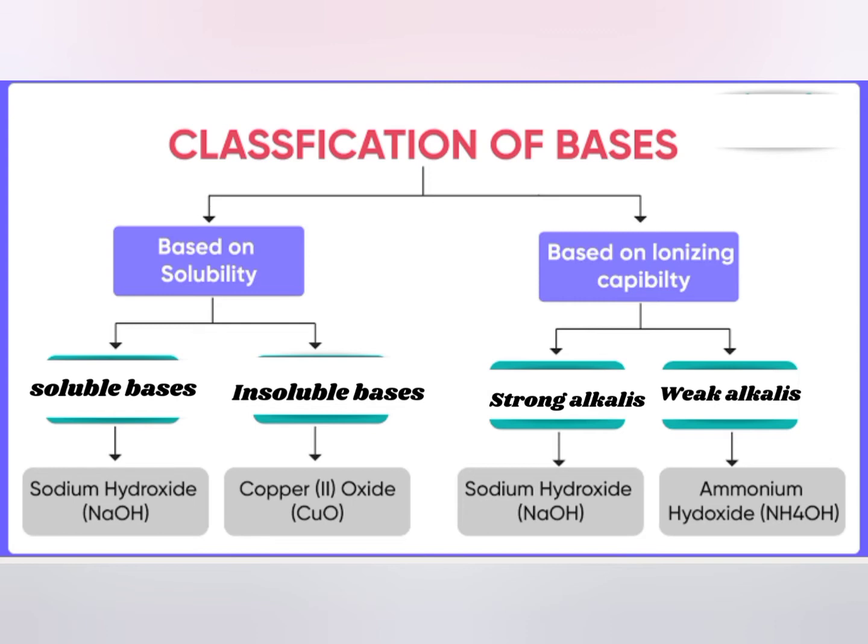Generally, bases can be classified based on solubility and based on ionizing capability. Based on solubility, we have soluble bases and insoluble bases. Soluble bases are metallic or basic oxides that are soluble in water. These oxides dissolve in water to form an alkali. So alkalis are soluble hydroxides. So a perfect example is sodium hydroxide.